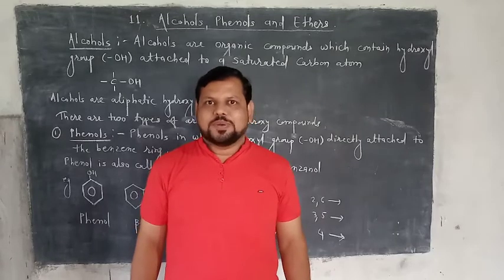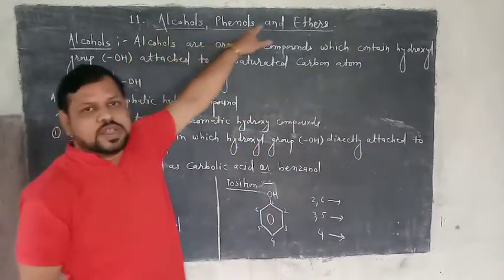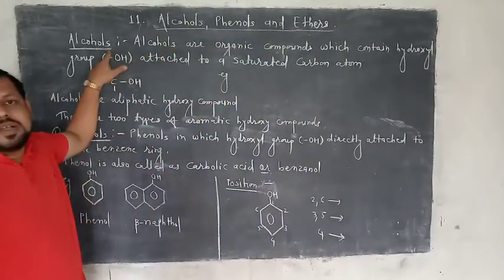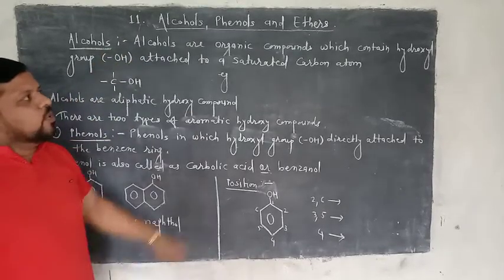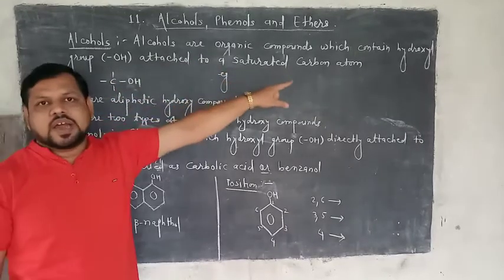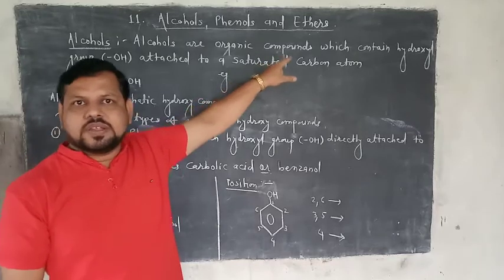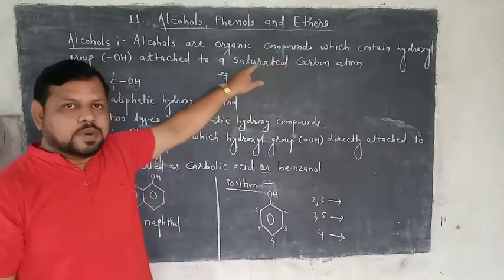Today we'll discuss chapter number 11, alcohols, phenols and ethers. First of all, we discuss alcohols. Alcohols are organic compounds which contain a hydroxyl group attached to a saturated carbon atom. As you know, in 11 science, we discussed the saturated carbon atom and unsaturated carbon atom.